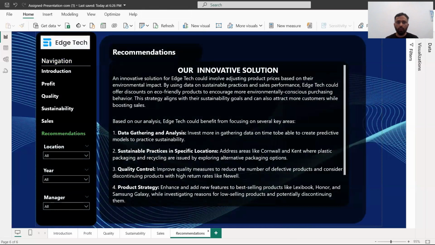An innovative solution for EdgeTech could involve adjusting product prices based on their environmental impact, by using data on sustainable practice and sales performance. EdgeTech could offer discounts on eco-friendly products to encourage more environmentally conscious purchasing behavior. This strategy aligns with their sustainability goals and can also attract customers while boosting sales.